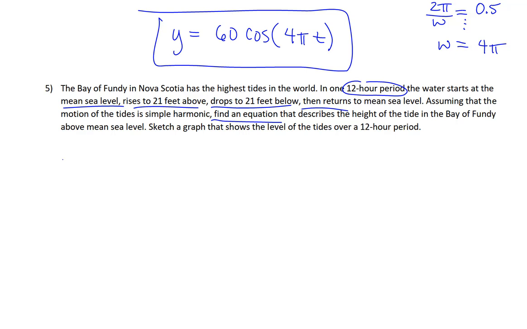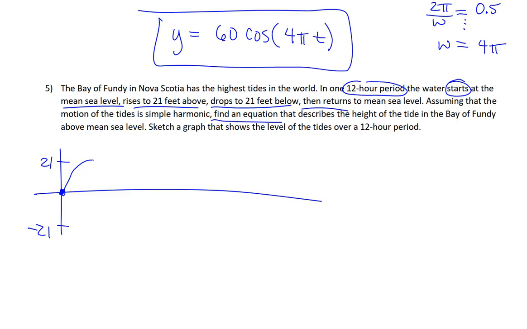All right, so let's start by doing a rough sketch just to brainstorm what we have going on and what options we have. Notice what it says here. The water starts at the mean sea level. Now, what is that? Well, we're not exactly sure, but let's just call that 0 for a second. If it starts at 0, and then it rises to 21 feet above, so it goes to 21, drops to 21 feet below, so maybe there's a negative 21, drops down to that, and then returns to the mean sea level.